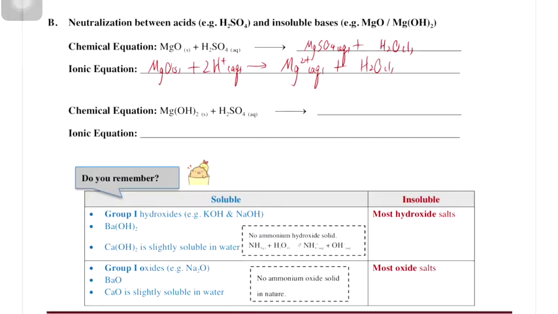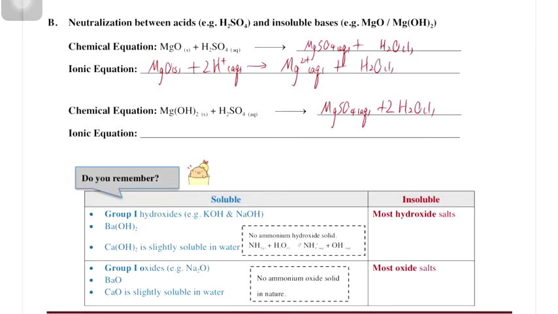Okay, so that's for the first example. The second example, similarly, we have magnesium sulfate as the product, and also we have water as the product. Make sure you have balanced this equation, and again, make sure you write the state symbol accordingly.